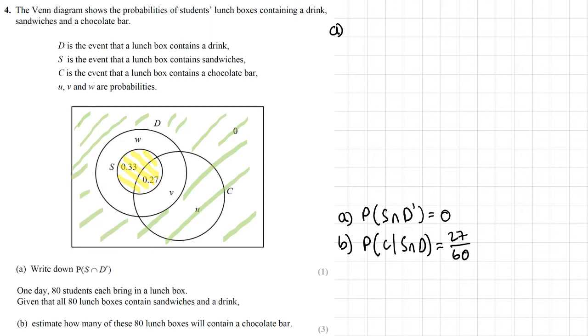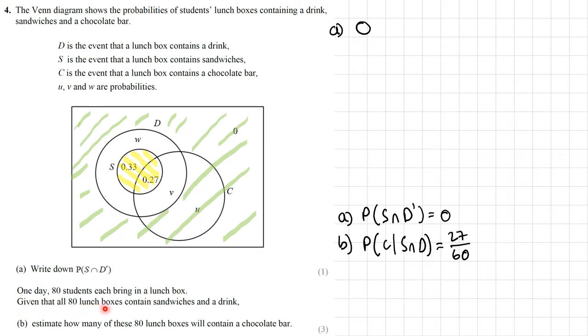And I want to find where those two overlap. And can you see there is no overlap? So S and not D are actually mutually exclusive, which means that the actual probability there is 0. Part B. One day 80 students each bring in a lunchbox.